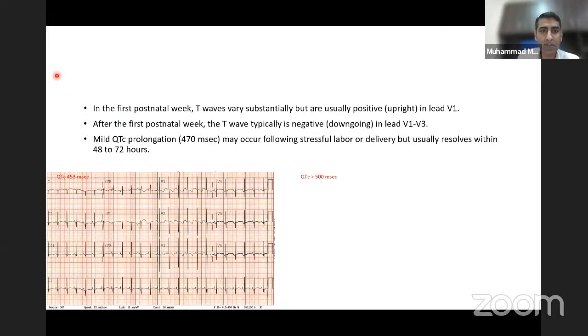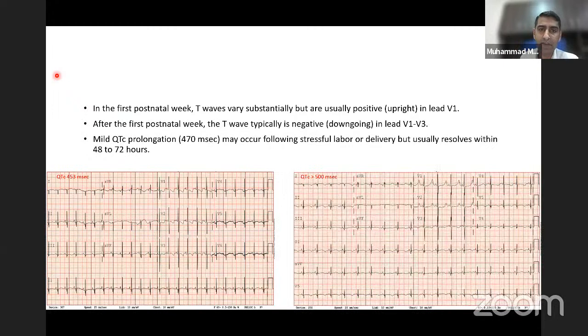Mild QTc prolongation up to 470 milliseconds may occur following stressful labor or delivery. But this usual borderline QTc prolongation usually resolves within 48 to 72 hours. And whenever we see these abnormal QTc intervals, we usually wait for 2 weeks and then repeat the ECG and see.